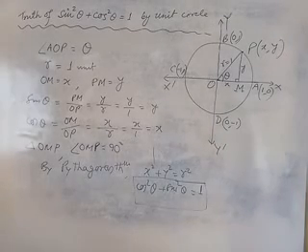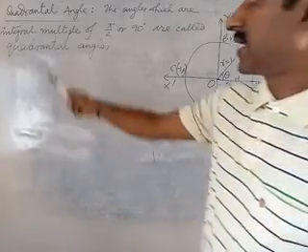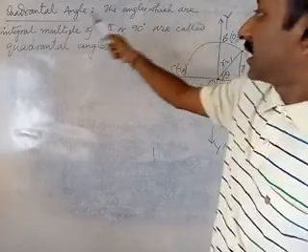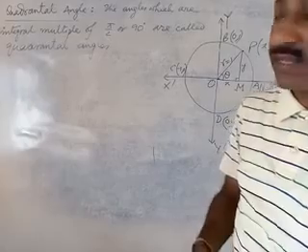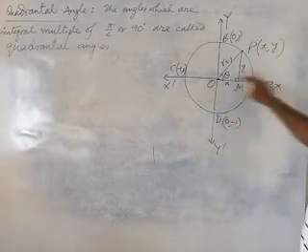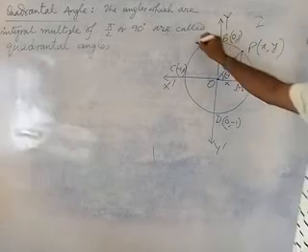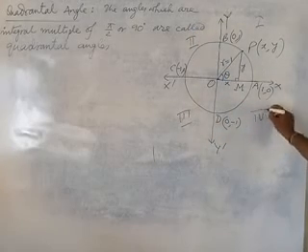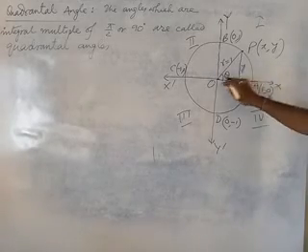Next topic is quadrantal angle. So quadrantal angle means what? The angles which are integral multiples of pi by 2 or 90 degree are known as quadrantal angles. Means what? Why have we drawn the x-axis and y-axis? 4 quadrants are formed. This is the first quadrant, this is the second quadrant, this is the third quadrant, and this is the fourth quadrant. Clear?